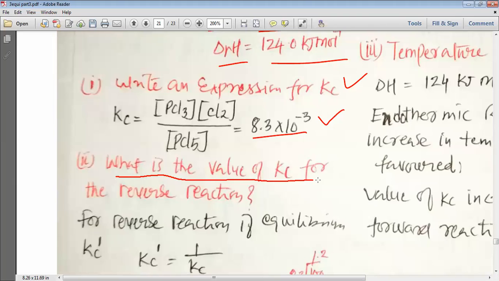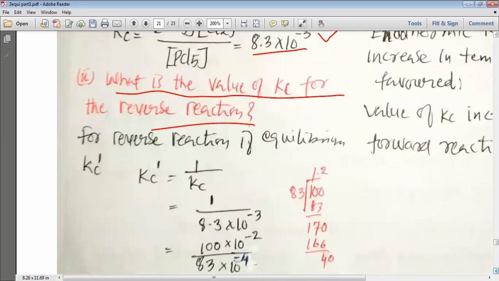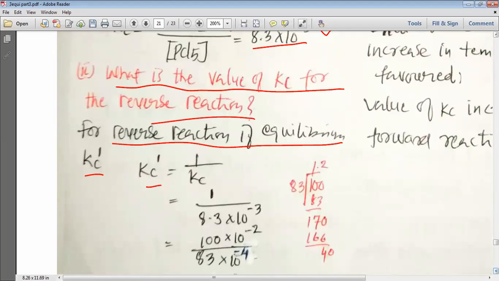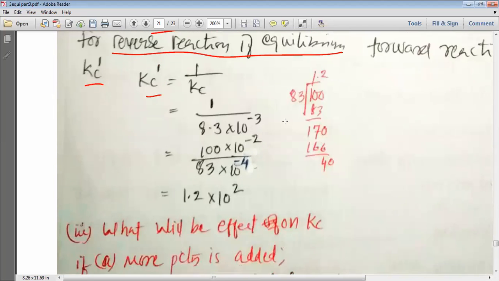Next one is, what is the value of Kc for the reverse reaction? So what if we do the reverse reaction? We know that when we have a reverse reaction, the value of the equilibrium constant becomes inverse. So for the reverse reaction, if the equilibrium constant is Kc dash, then Kc dash is equal to 1 upon Kc. So you can see here 1 upon 8.3 into 10 to the power minus 3. By doing the required calculation, my dear students, we get the answer for Kc dash is equal to 1.2 into 10 to the power 2.